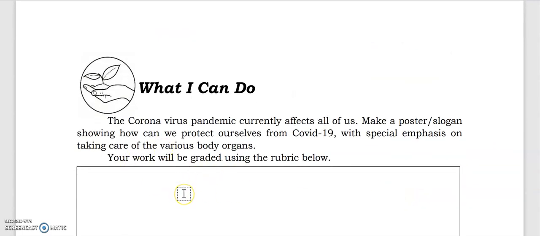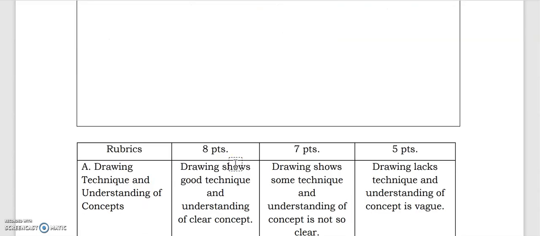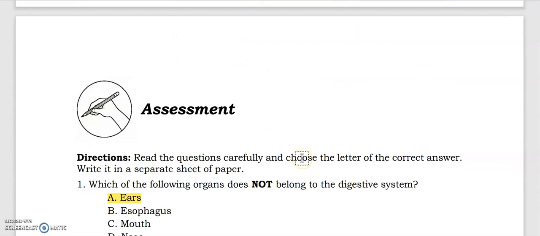Then for the what I can do portion, it's just your talent, poster or slogan. You may do the poster that you're going to draw about it, or the slogan, just show your talent here with the rubrics. Very easy task. And for the assessment, okay, let's go over.